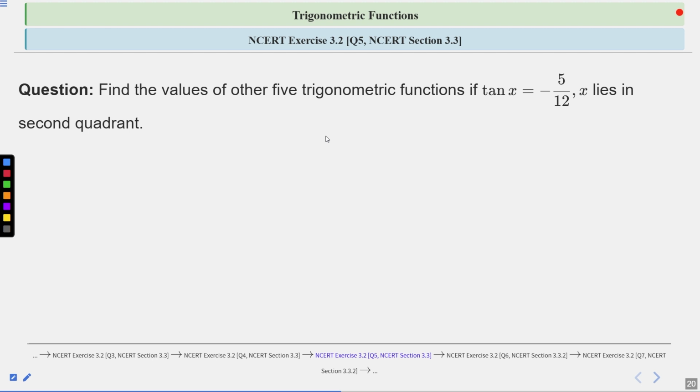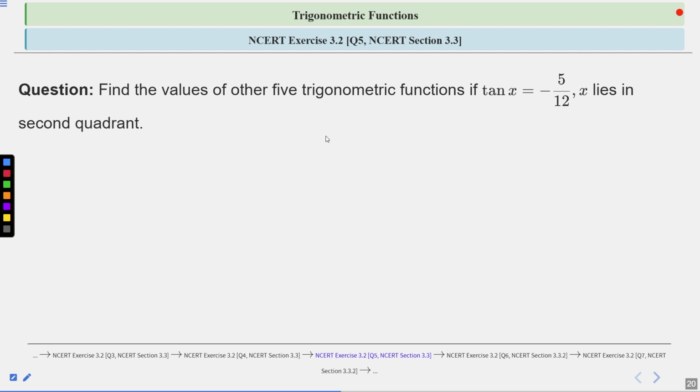Okay, so let us move to the next question now. NCERT Exercise 3.2, question number 5, which says: find the values of other trigonometric functions if tan x equal to minus 5 by 12, where x lies in the second quadrant. We are given that tan x equal to minus 5 by 12 and x lies in the second quadrant.